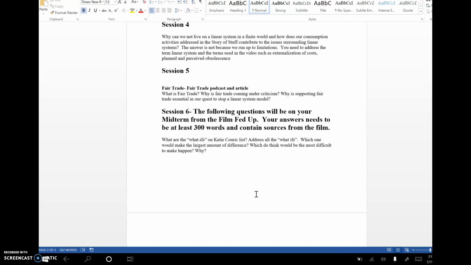That means you need to actually quote things from the film. I want you to prove to me that you watched the film. I want you to tell me scenarios that happen in the film to back up why you're saying which one would make the largest difference, and which would be the most difficult to make happen. By explaining things from the situations that were spoken about and addressed in the film, that will tell me that you watched it. If you give me a canned answer, that means you looked up a review of Fed Up online and developed your answer from that. I want specific examples from the film, okay?